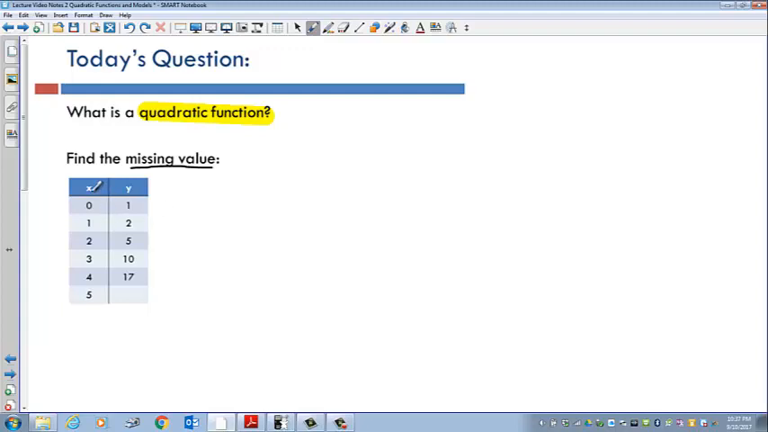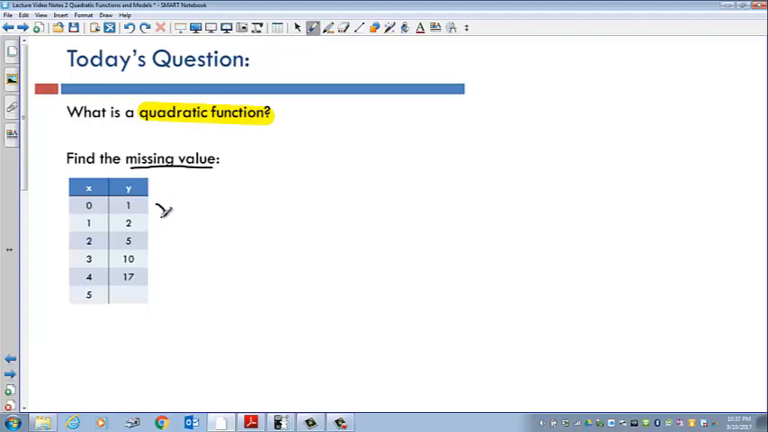On the left-hand side are our input values, and you see that they're changing by 1, whereas our output values are not just changing by 1. This one goes from 1 to 2, which does change by 1, but 2 to 5 changes by 3, 5 to 10 by 5, 10 to 17 by 7. So what do you think this next one would be? You can kind of see the answer already.